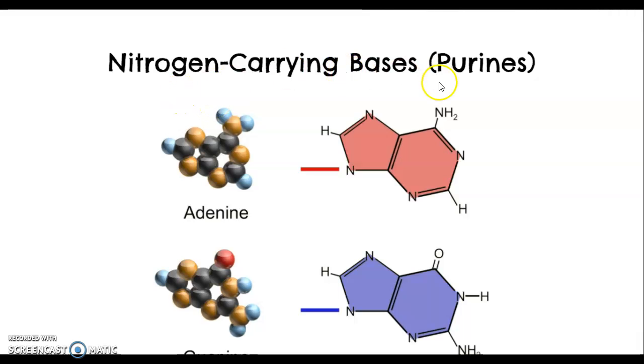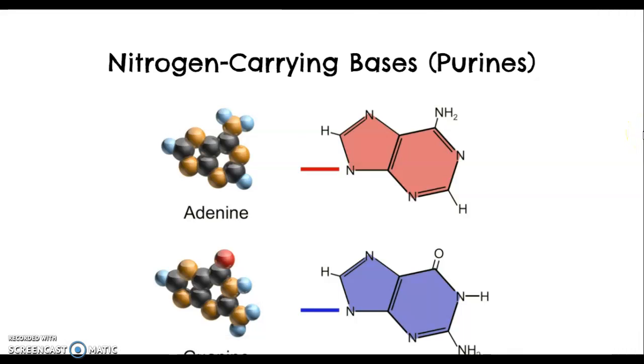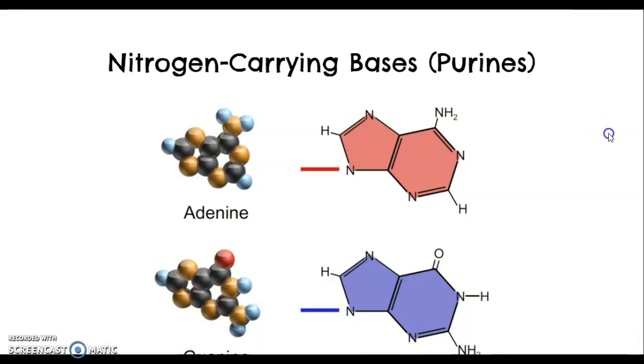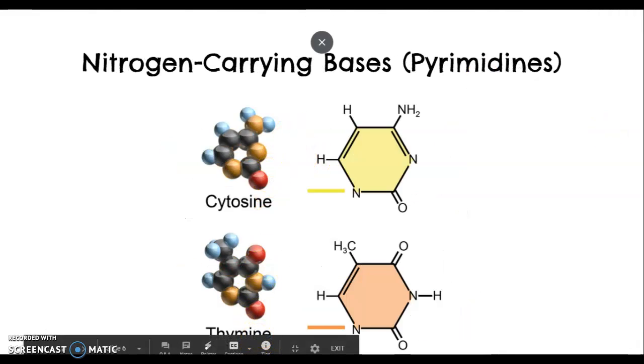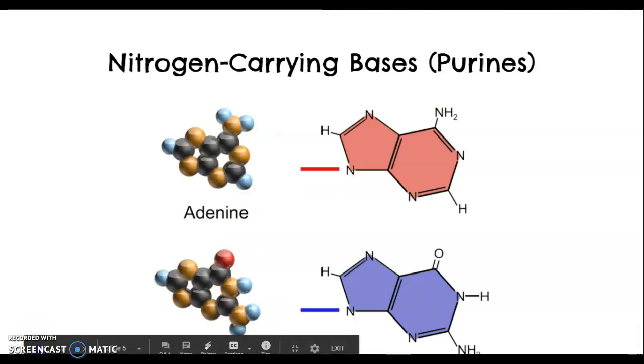So nitrogen-carrying bases, let's take a look at them. This adenine and guanine actually belong to a category of bases called purines. You do not need to memorize these structures, but they actually contain 2 rings, whereas cytosine and thymine are pyrimidines. Now, thymine is only found in DNA. That is something to make note of in your notes. It's only found in DNA. And cytosine and thymine are just single ring structures compared to these that are double ring structures.